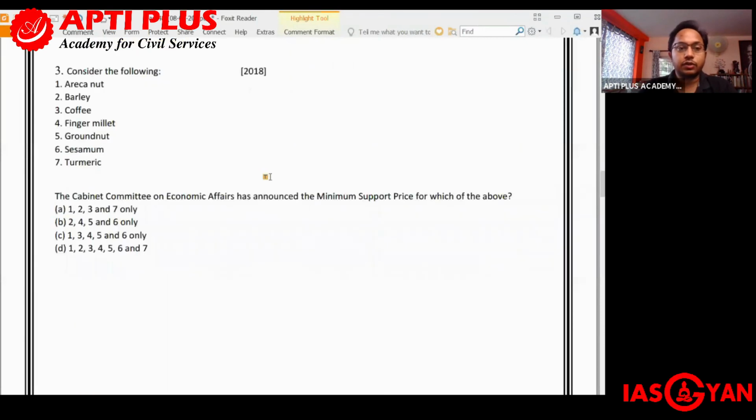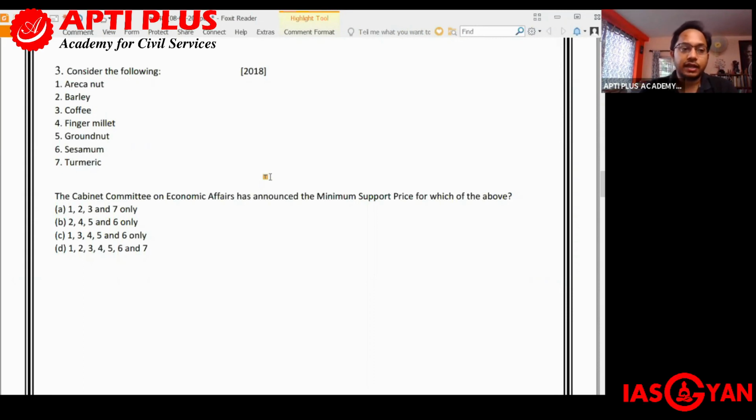Moving on to the third question, also taken from 2018 prelims. Here we get to see that you have 7 different names which have been mentioned. For example, number 1 is areca nut. So we have 7 types of crops. 1 is areca nut, 2 barley, 3 coffee, 4 finger millet, 5 groundnut, 6 sesame, and 7 turmeric. You have been asked, the Cabinet Committee on Economic Affairs announced the minimum support price for which of the above?